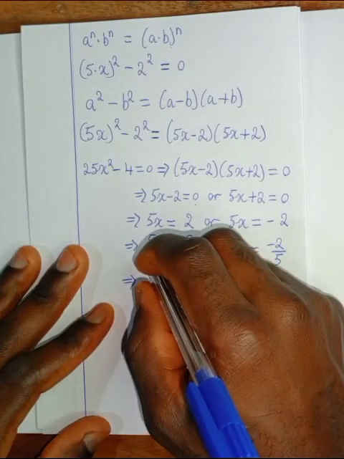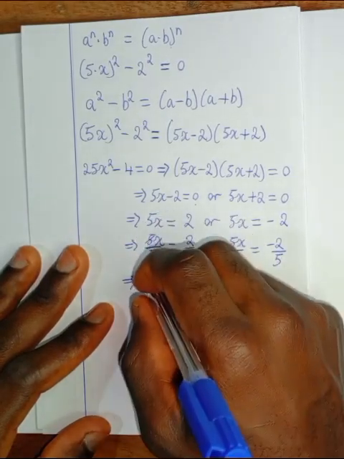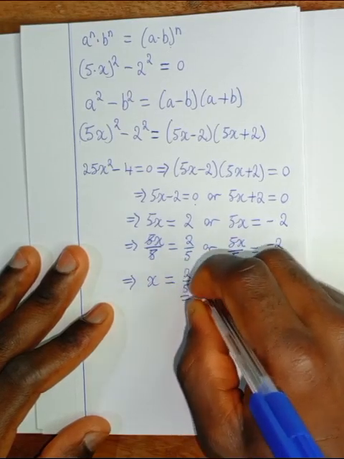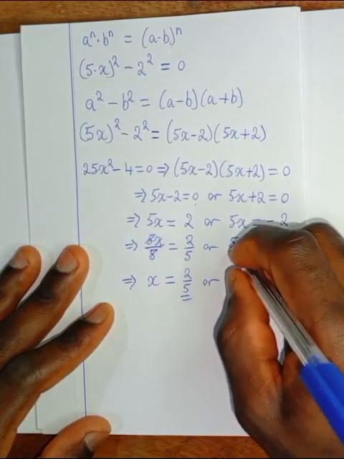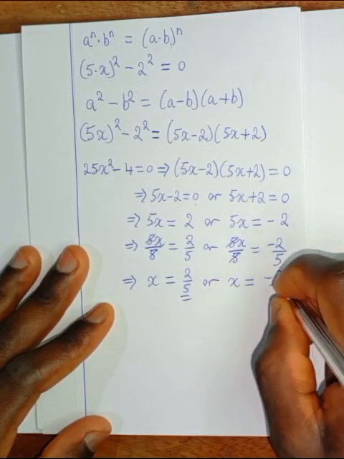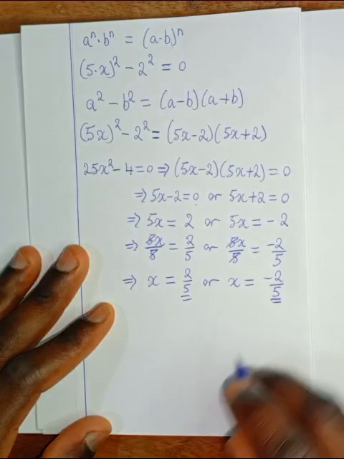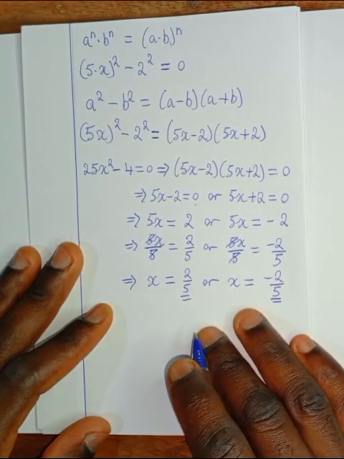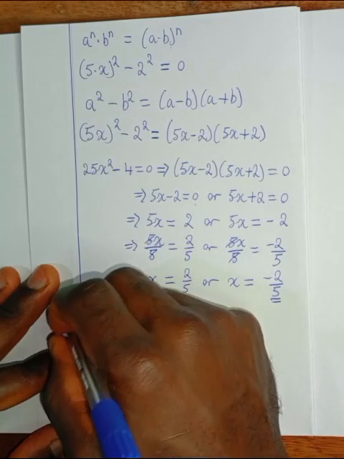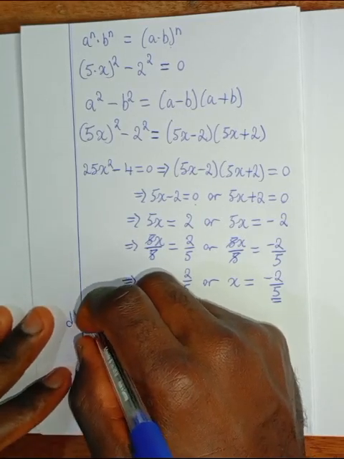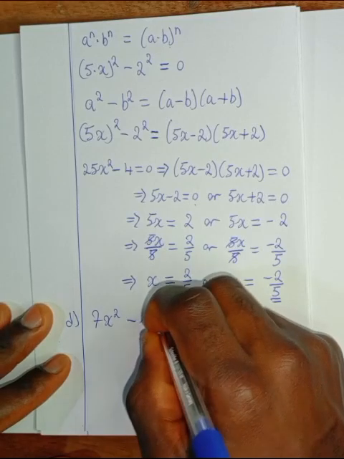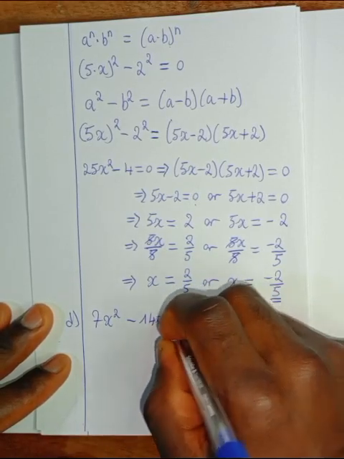Then 5 will cancel 5 here. We'll be left with x equal to 2 over 5, or here 5 will cancel 5. We'll be left with x equal to negative 2 all over 5. So these are the two values of x. We go now to question D. In question D, we have 7x squared minus 14x is equal to 0.